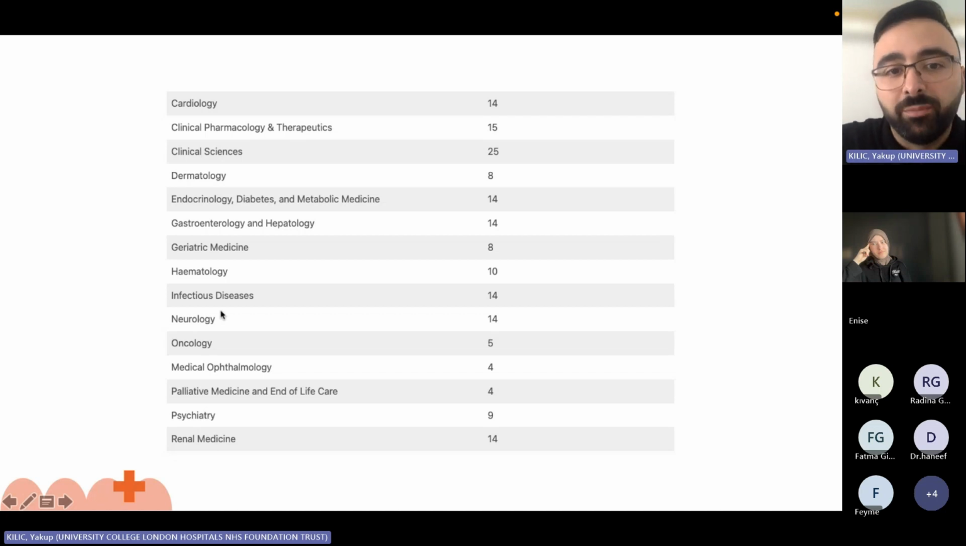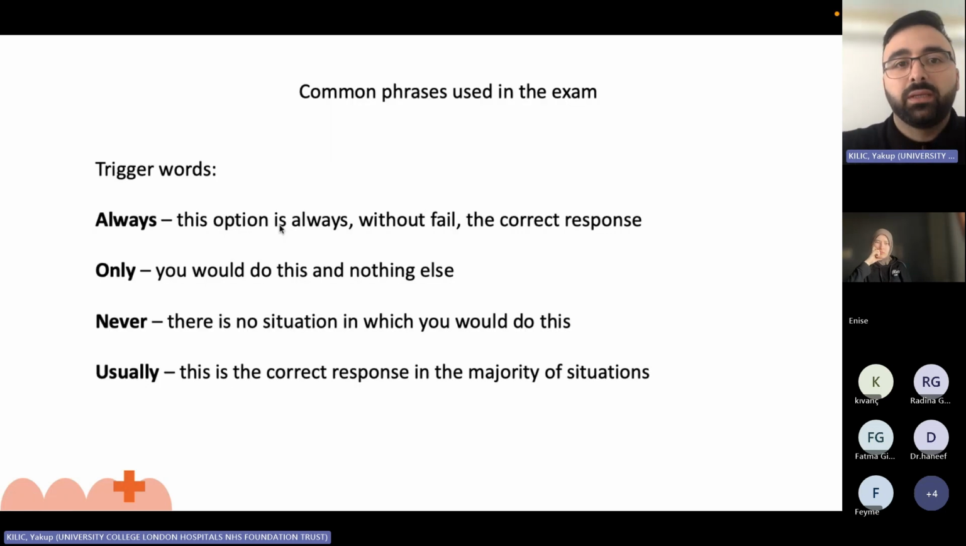So it's very important to base your revision on all of these areas, to be honest, because you won't get one area that's much higher than the other area, so it's almost equally balanced. Obviously, you have some areas like ophthalmology, which is less, you can focus less on, but it's important to have a broad or increased breadth of knowledge in all sub-spec areas.